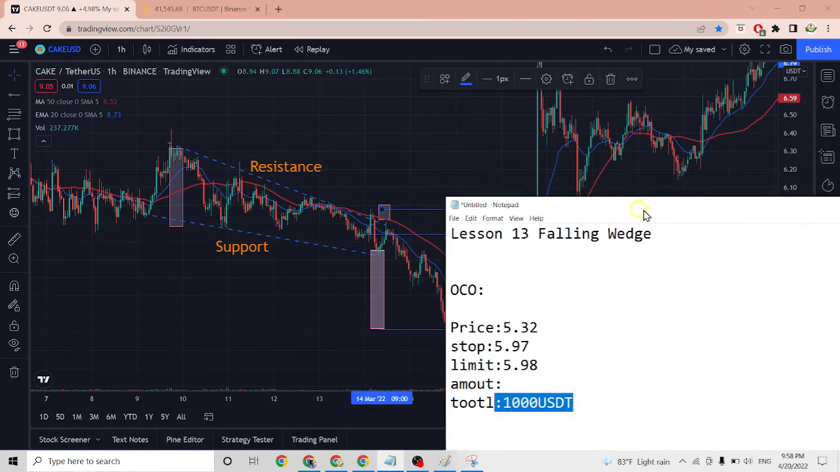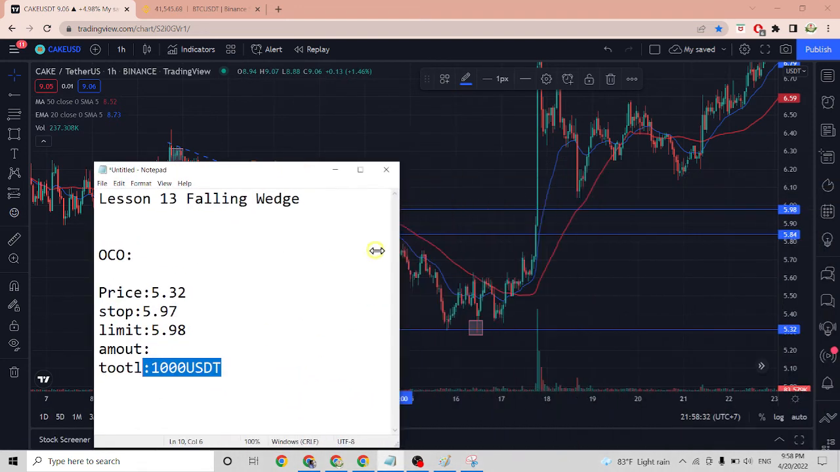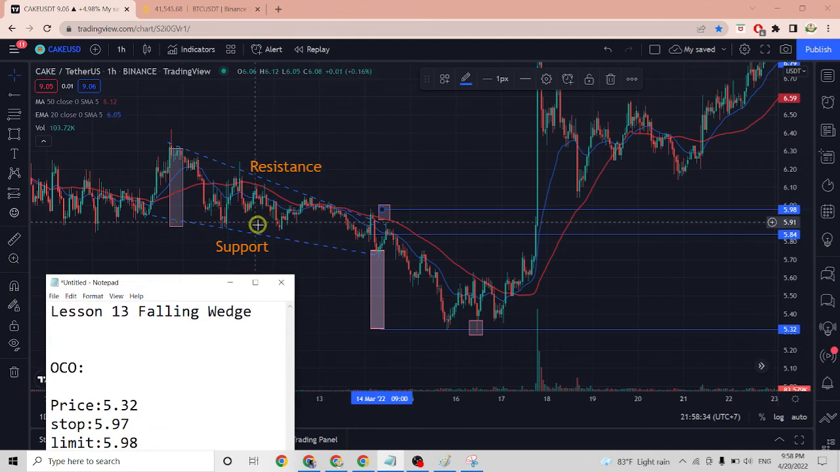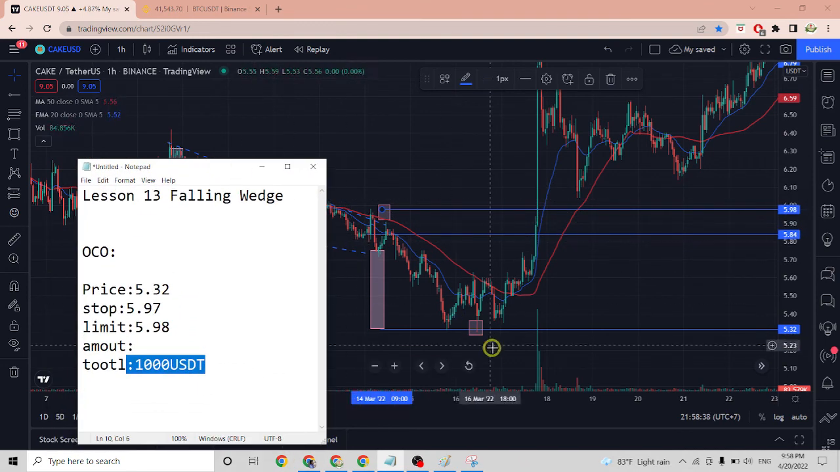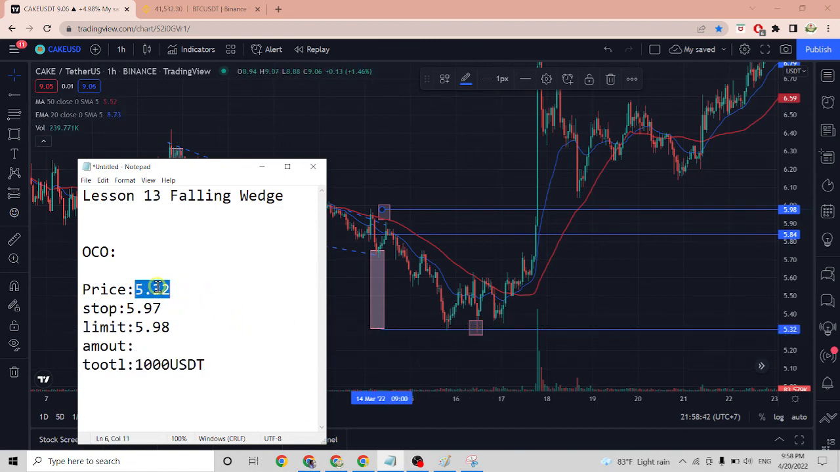Okay, that is how to set OCO when you draw the falling wedge. If it falls down to this price, you can buy automatically. If not, it breaks the resistance, comes up here, and it will buy at this price for you with $1,000. That's cool.